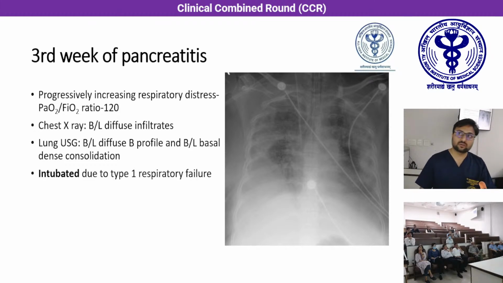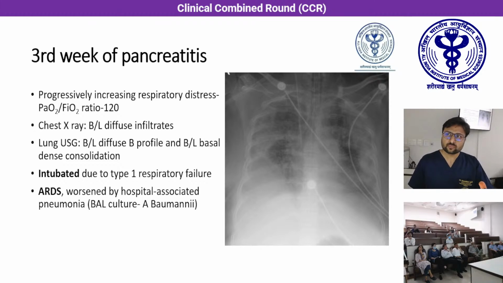She was intubated in view of type 1 respiratory failure, and post intubation, the tracheal aspirate culture grew Acinetobacter baumannii. She was diagnosed to have severe ARDS with likely hospital-acquired or ventilator-associated pneumonia. Even despite maximal ventilatory support, her P/F ratio was not improving. She continued to be hypoxemic, and the P/F ratio decreased to around 100.